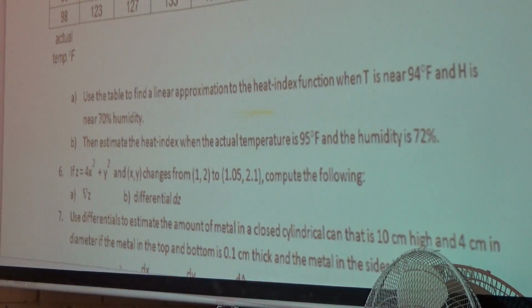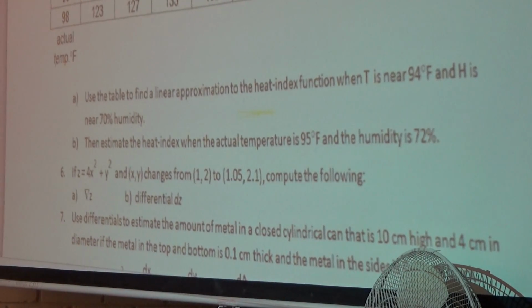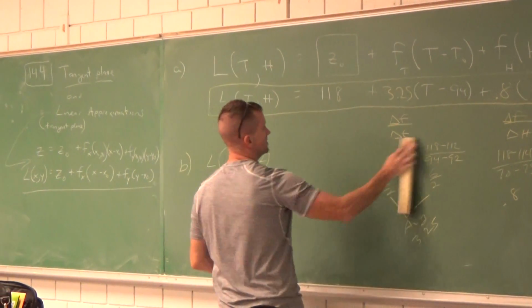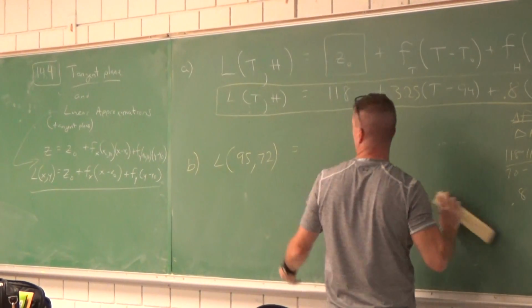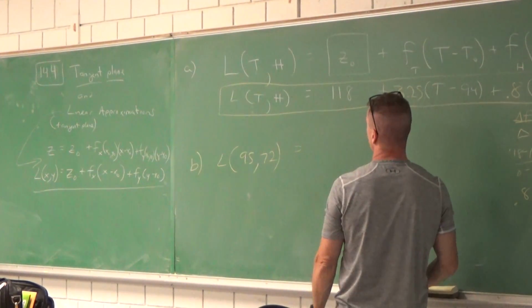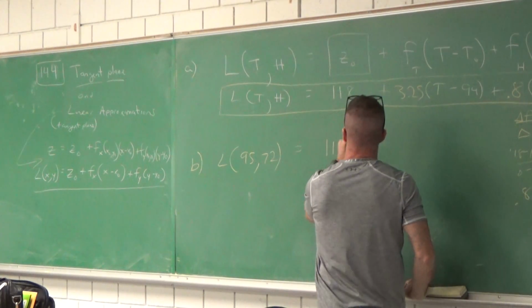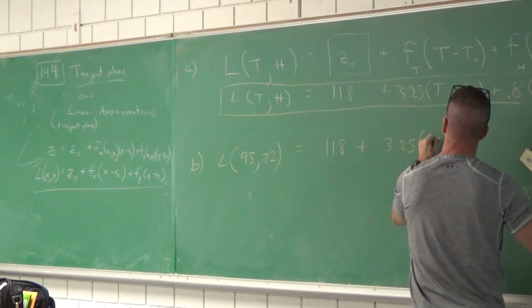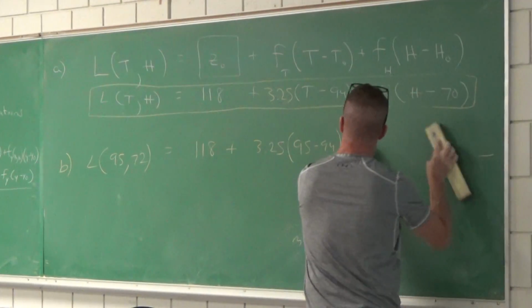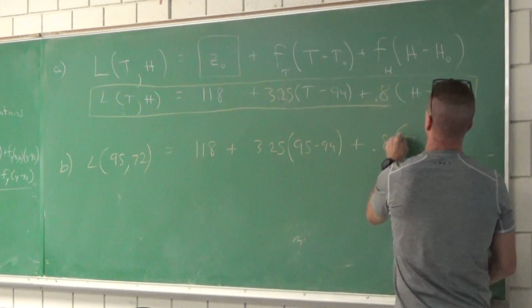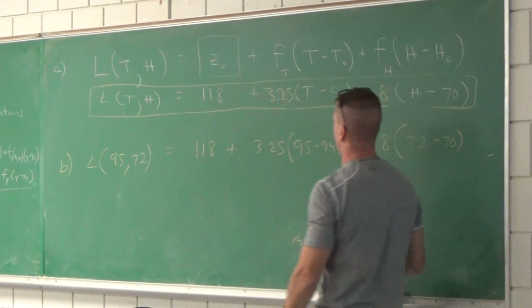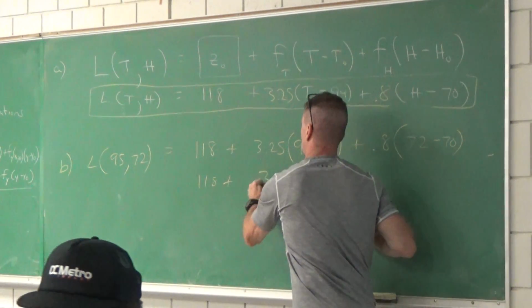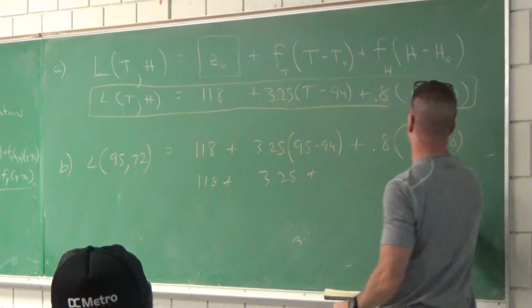So what do I simply do? Just plug them in. That's right. So this is going to be part B. Plug them in. What is L of 95, 72? This is calculus 3. Just functions, multivariable functions, linear approximations. 3.25, 95 minus 94, plus 0.8 times 72 minus 70, and here's what I get. What's 118? This is the one time I don't distribute, because that's just 3.25. And what's 2 times 0.8?